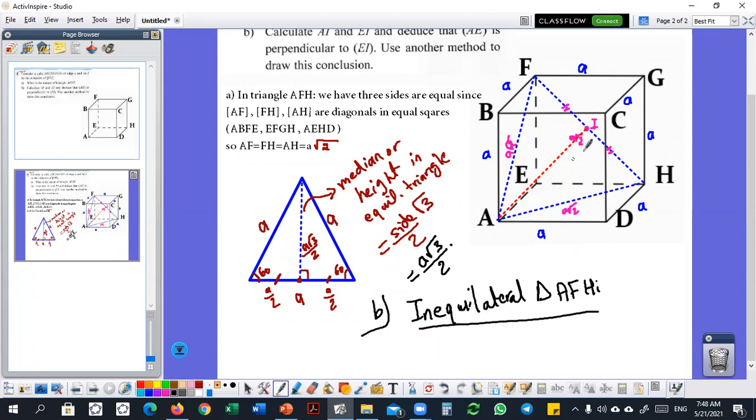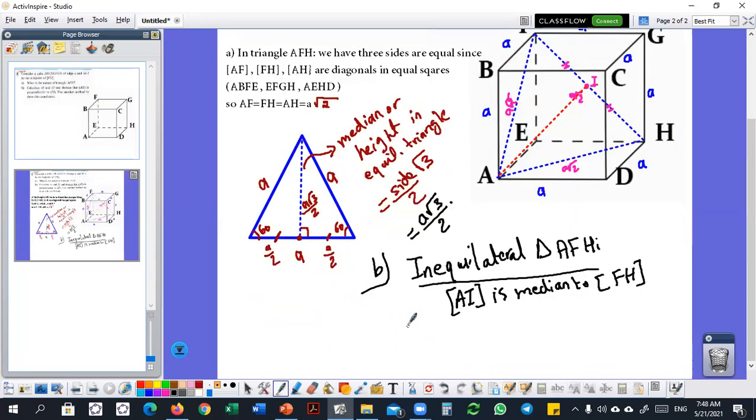A what? AI is what? AI is a median, or height, or whatever. It will be at the same time a perpendicular bisector. AI is the median to the segment FH. Then what? Then AI equals a radical 2 times radical 3 over 2, equal side times radical 3 over 2.